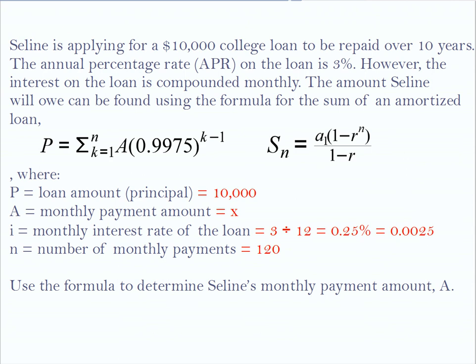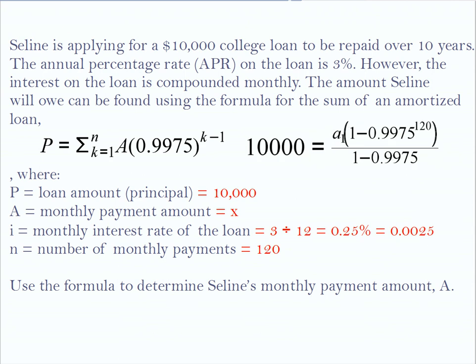So let's take a look. The summation amount is $10,000. That's not the total amount she's going to pay back, but that was her initial amount. a sub 1, in this case, in a loan case, is her monthly payment. We don't know that yet. And 0.9975 is her common ratio. 120 is the number of months.